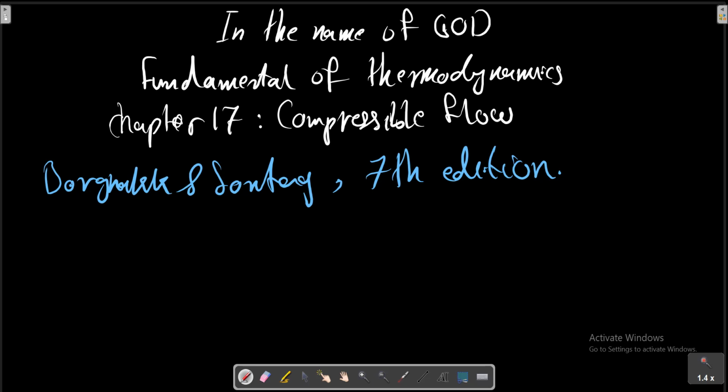In the name of God, Fundamentals of Thermodynamics, Chapter 17, Compressible Flow, from Borgnakke and Sonntag, 7th edition. Introduction.